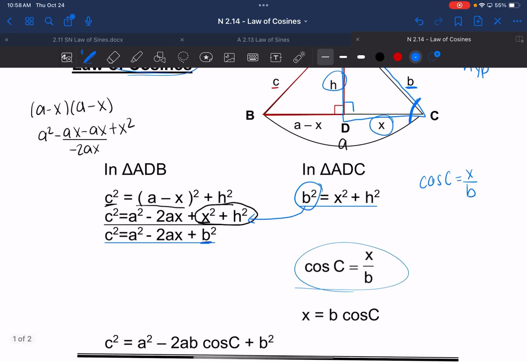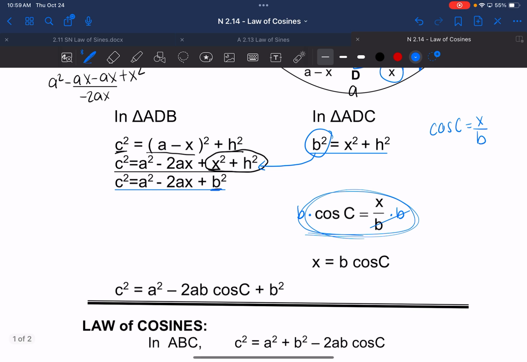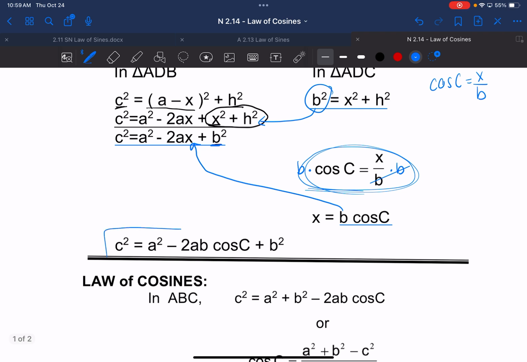Okay, but I want to replace X, right? So I want to manipulate this equation to get the X by itself. How could I get X by itself there? Times B. So I multiply both sides by B. Those cross out, and I'm left with X is equal to B times cosine of C. So then I could plug that in where the X is, because now I know what X is equal to. And that is my law of cosines that we have right here.